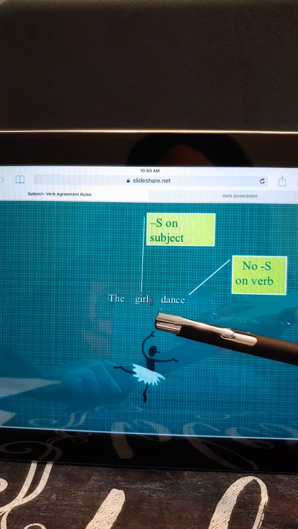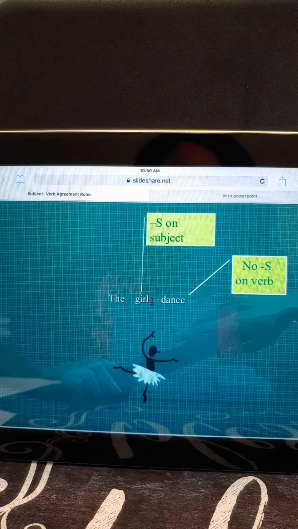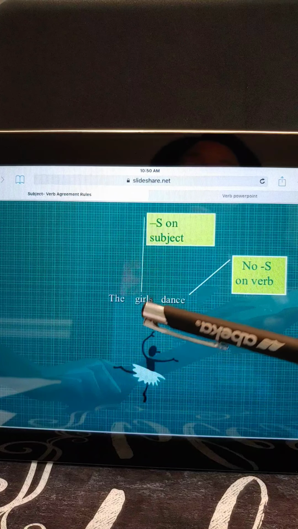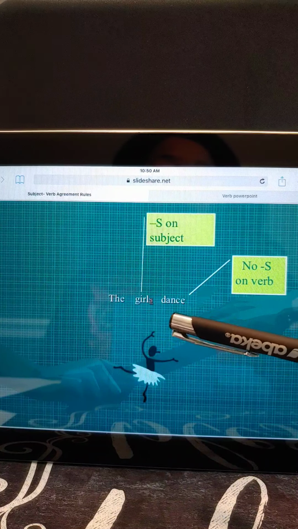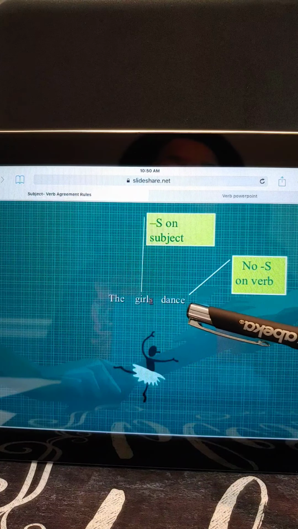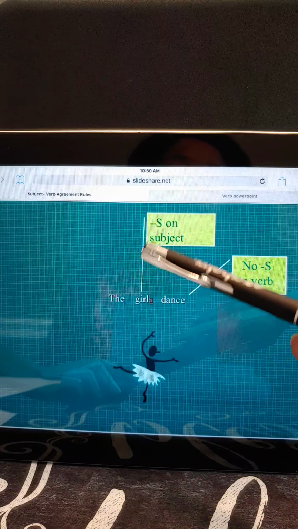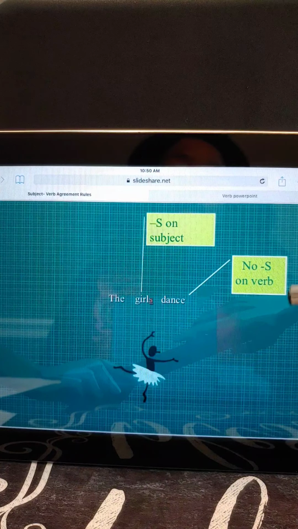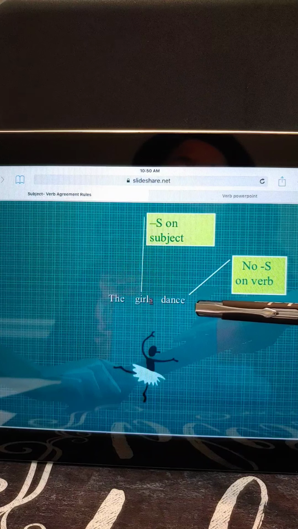All right, the girls dance. Now, they changed the sentence a little bit because they added an s to girl, and they took the s off dance. So now we have an s on our subject or our noun, but we do not have an s on our verb.